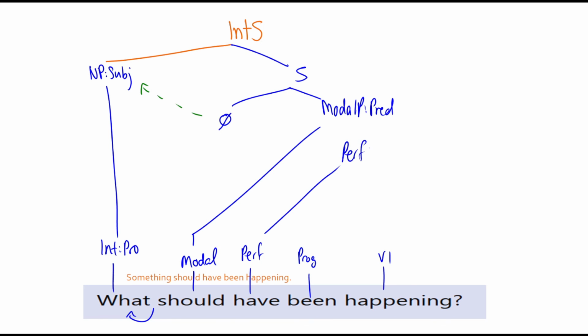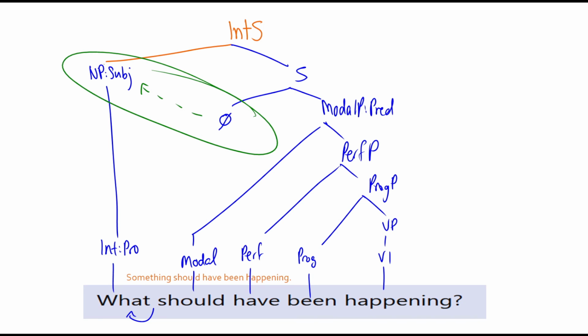So the perf will make a perfect phrase. The progressive will make a progressive phrase. And then the VI will make a verb phrase. So this is what the sentence looks like. Basically, what you have is the subject moving up for what should have been happening, and we have no auxiliary movement because we're moving up a subject.